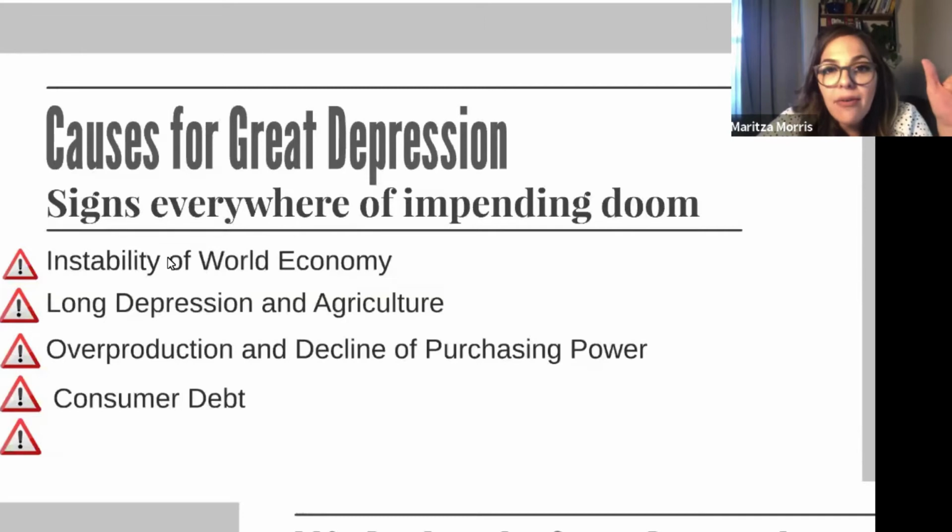So far we have the world economy, right? The instability after World War I as one of the long-term causes. We have the long depression in agriculture, right? Farmers begin to feel the depression as early as 1921, right? Before anybody else does. Overproduction and a decline of purchasing power. So it's not just the farmers that are experiencing this, it's everybody. All of these companies that are seeing overproduction, people are not spending as much. And so they have to make adjustments, meaning that they have to cut costs.